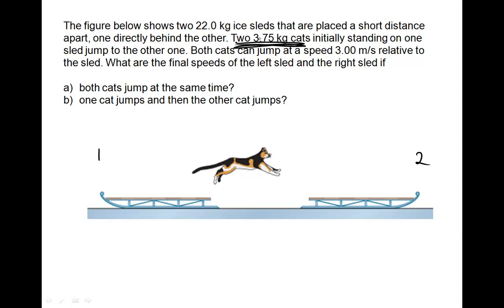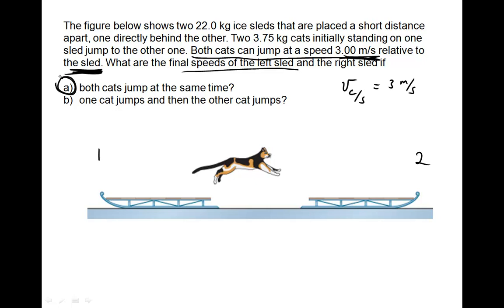Notice right here, both cats can jump at a speed of 3 meters per second relative to the sled. So this is the velocity of the cat with respect to the sled, not with respect to the ice. That's very important. And if you think about it, when the cat jumps off, the sled's going to move to the left. So the speed of the cat with respect to the sled is equal to 3 meters per second, and it will become a velocity here very shortly. So what is the final speed of the left and the right sled after this takes place?